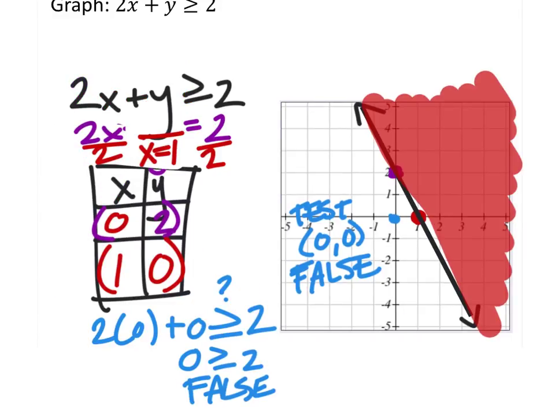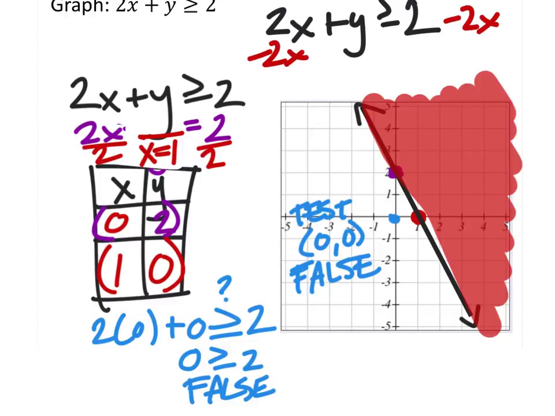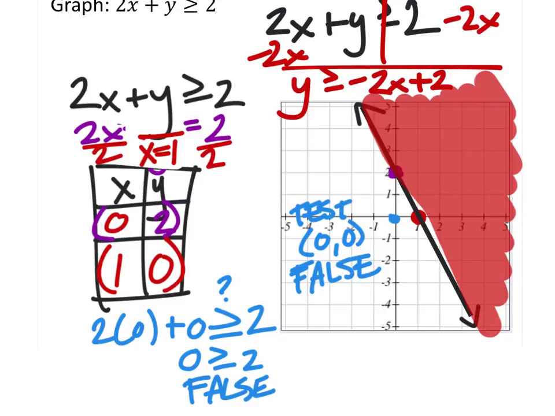The alternative would have been for you to take this 2x plus y and just change it to slope-intercept form. This one would have been pretty easy. Just subtract 2x from both sides. Some people prefer that method. So y is greater than or equal to negative 2x plus 2. You just do the x and y-intercept. That's all I did, in the table.